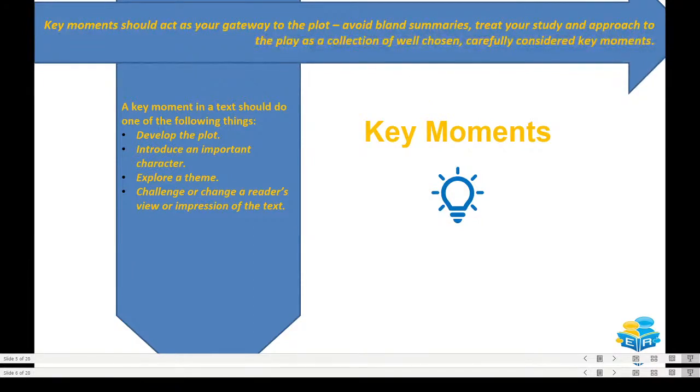Instead, treat your study and your approach to the play and to talking about the plot as a collection of well-chosen, carefully considered key moments. And that word there, carefully considered. That's what today's session is going to go through. I've done the donkey work for you here. I'm telling you, these are the key moments that you need to know, and you need to know well.